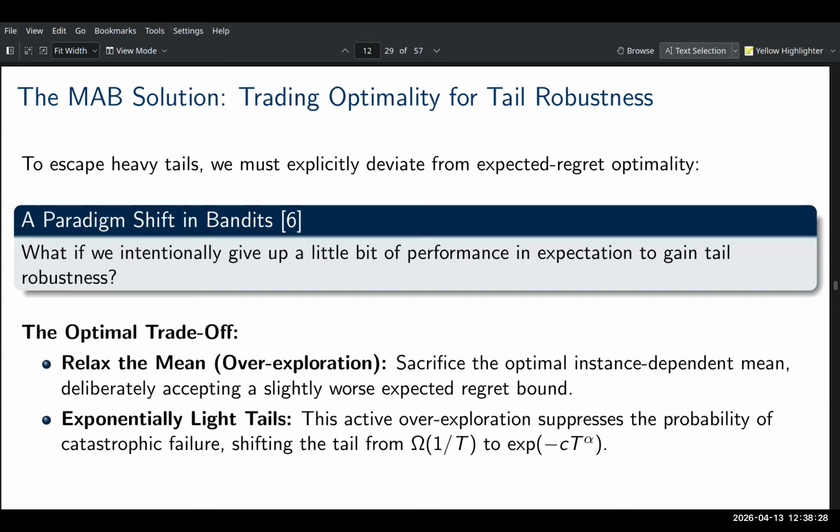And then they show that in that case, the tail goes from 1 over t to e to the minus t to the alpha. They actually did much better.